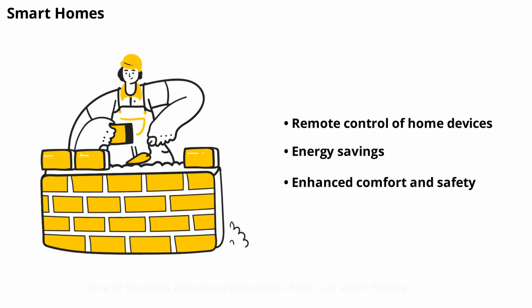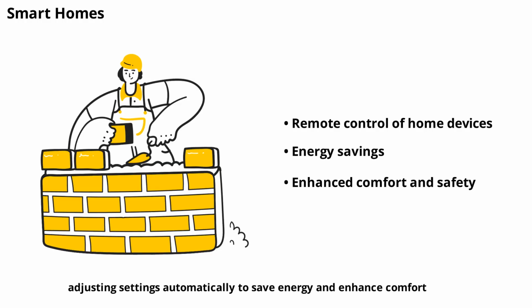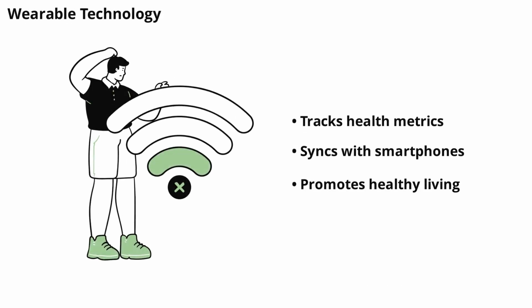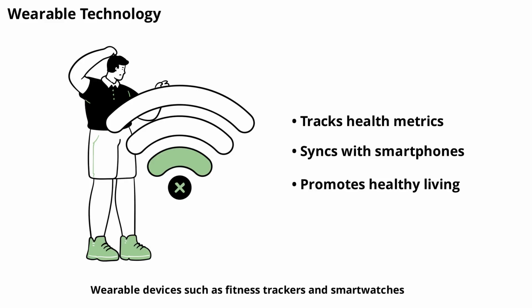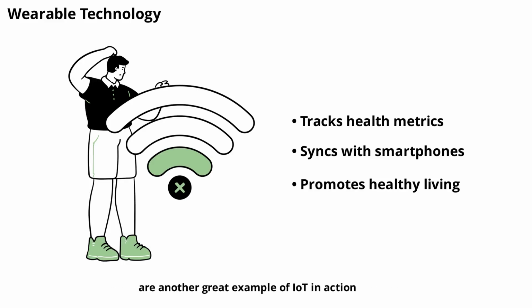One of the most popular applications of IoT is in smart homes. Devices like smart thermostats, lights, and security systems can be controlled remotely through your smartphone or voice assistant. These devices learn your preferences and routines, adjusting settings automatically to save energy and enhance comfort. Smart home technology is not just about convenience, it can also improve safety and help you manage your home more efficiently.